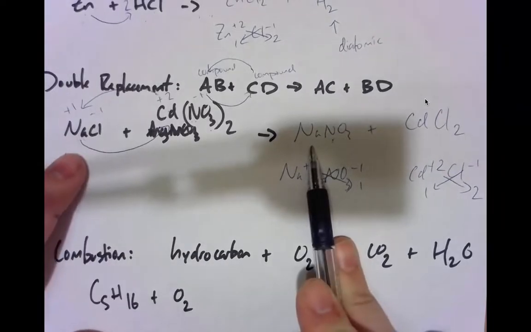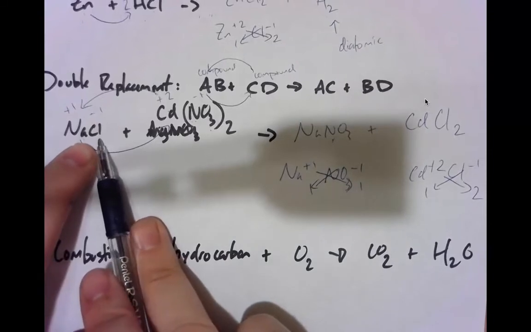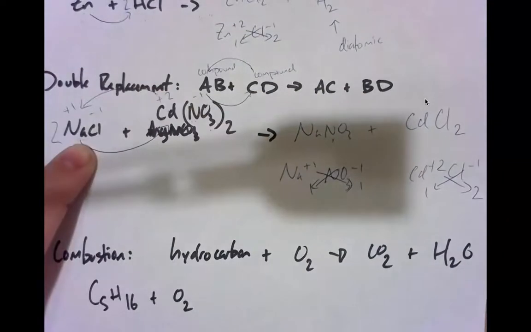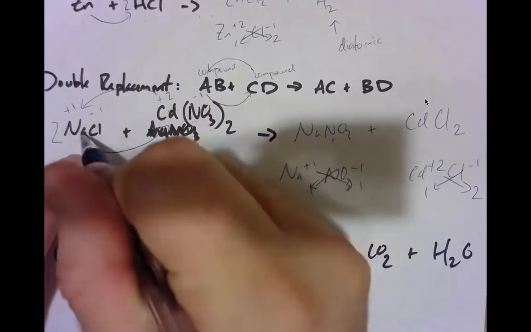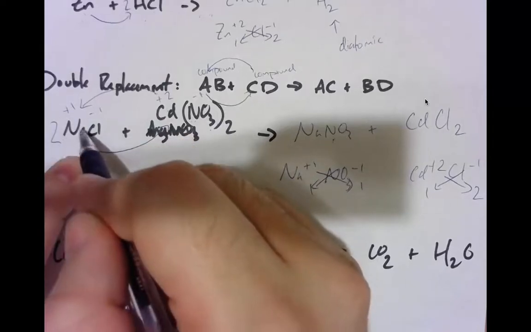So far, so good. Now let's check chlorine. So on the left there's 1 chlorine, on the right there's 2. Oh, so that means we have to put a 2 in front of the NaCl. Remember, when we add coefficients, we need to check how that affects things. So that tells us we now have 2 sodiums, because 2 times 1 would give us 2.